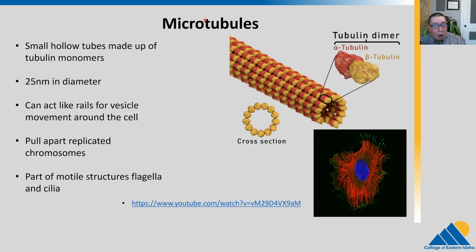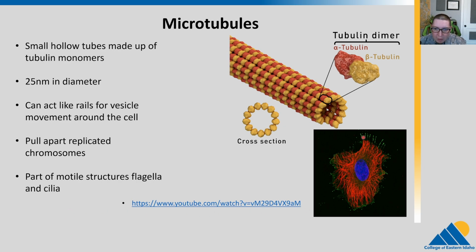Vesicles move around on these microtubule rails, and I'll show you an animation of that in just a sec. They're integral in helping actually pull apart the chromosome pairs in cell replication, and they form some of our motile structures, things that can move cells around, like flagella and cilia, which we'll talk about in just a sec.